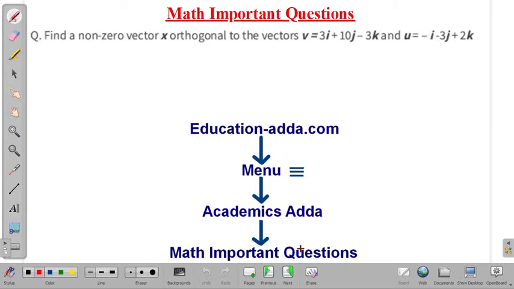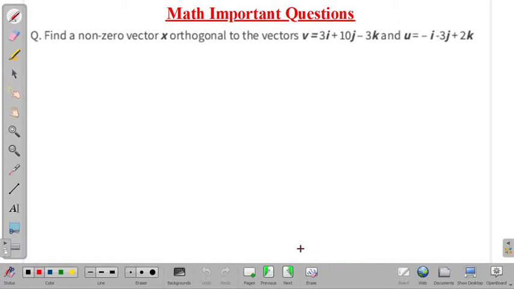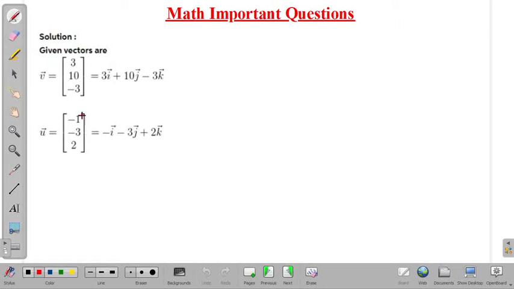Okay, coming back to the given problem, see what is given here. We need to find a non-zero vector x which is orthogonal to the given vectors v and u. Okay, so how can we solve this question? See, the given vectors are v equal to 3i cap plus 10j cap minus 3k cap, and another vector u is minus i cap minus 3j cap plus 2k cap. These are in the form of matrices. Okay, the same vectors are written in the form of matrices.